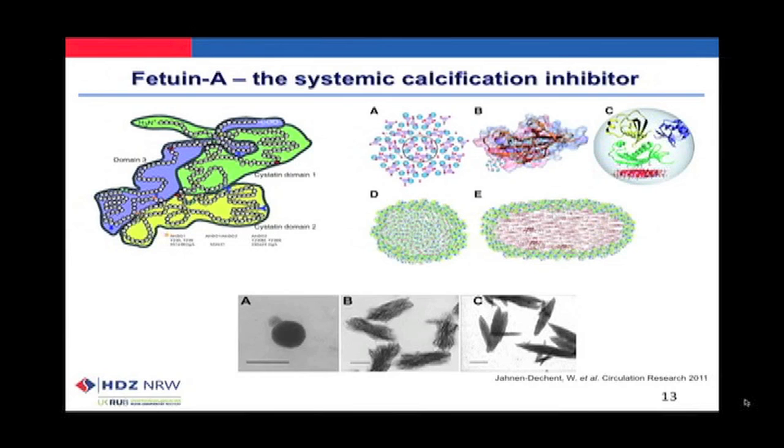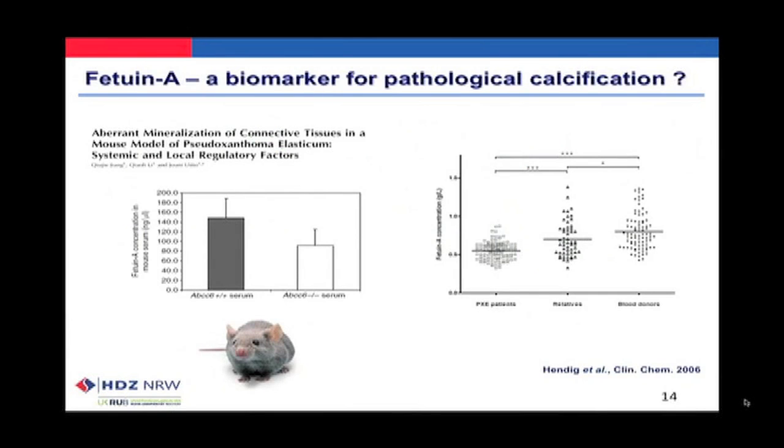If Fetuin-A is missing, this can lead to a formation of crystals, as seen on the downside of this slide. If you have a small crystal and you don't have Fetuin-A, then this crystal grows and could damage these tissues. Next slide, please.